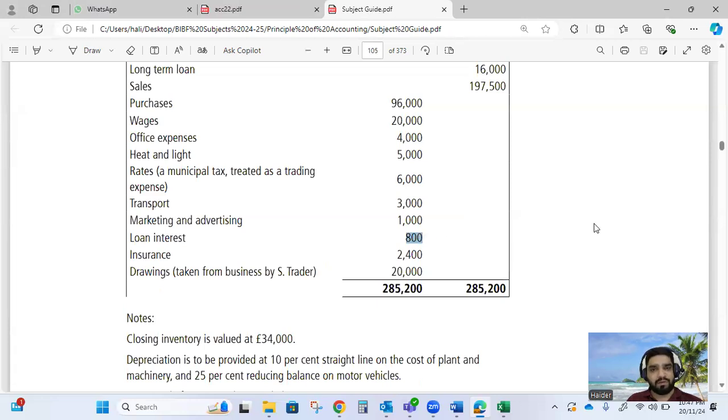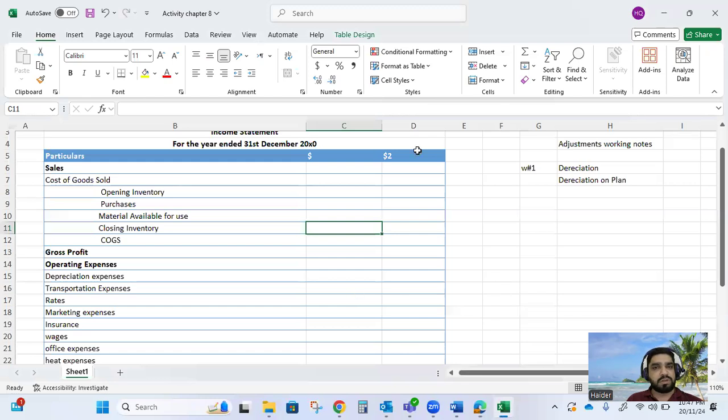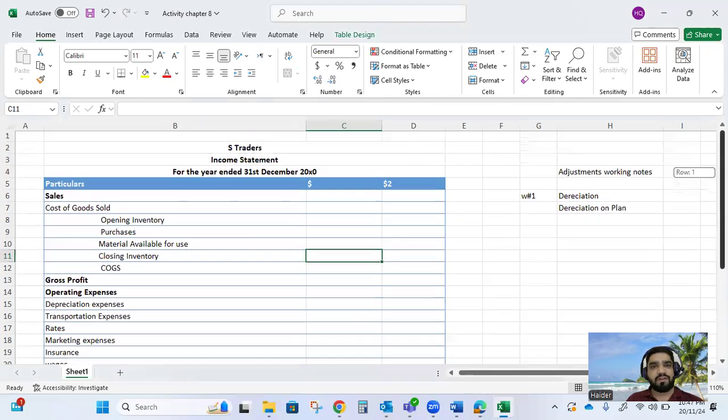So remaining 800 is still payable. In the income statement, we will show total interest expense of 1,600, which is 800 paid and 800 payable. But in the current liabilities, we will show only the payable, which is 800. So let's begin our solution. Here is the format of the income statement.